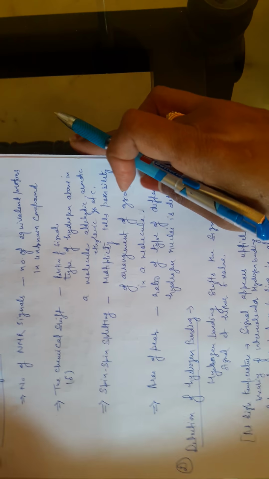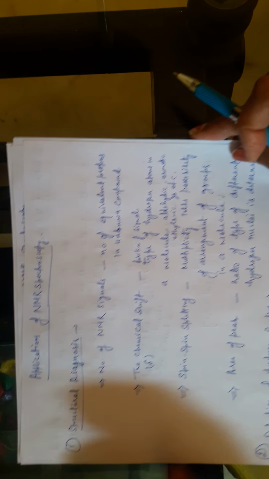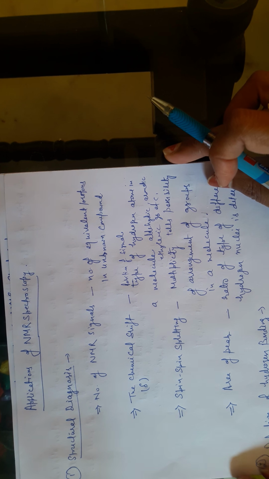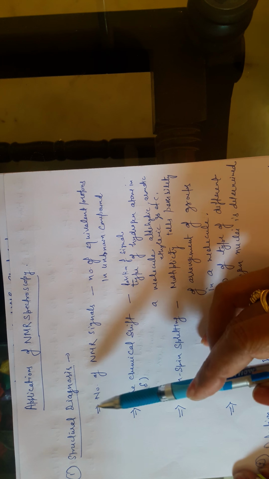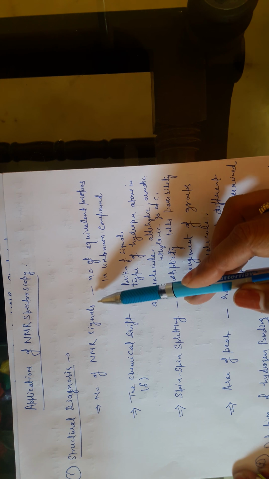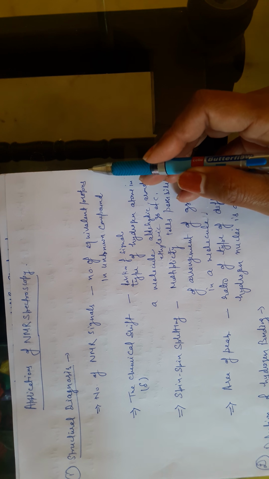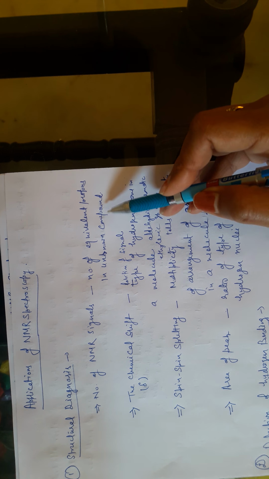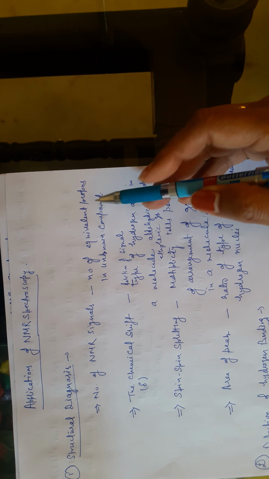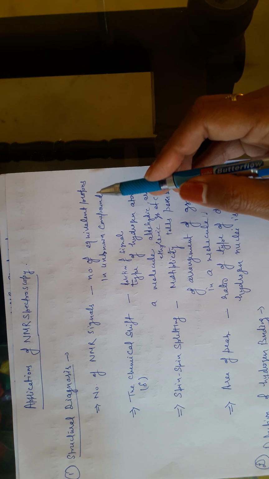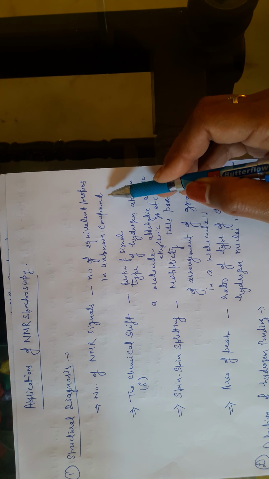Per second. Now come to the applications of NMR spectroscopy. So we can get detailed information in the case of NMR spectroscopy about its structures. We can get the information about the number of NMR signals if it has a number of equivalent protons in an unknown compound, and it tells how many types of equivalent protons are present in an unknown compound.